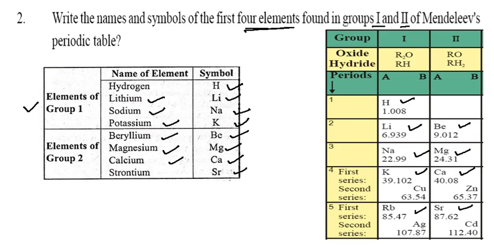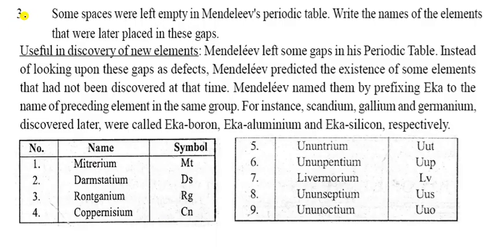So let us see the next one. The next question is this. Some spaces were left empty in Mendeleev's periodic table. Write the names of the elements that were later placed in this group. So that is the question. So you can write the answer.